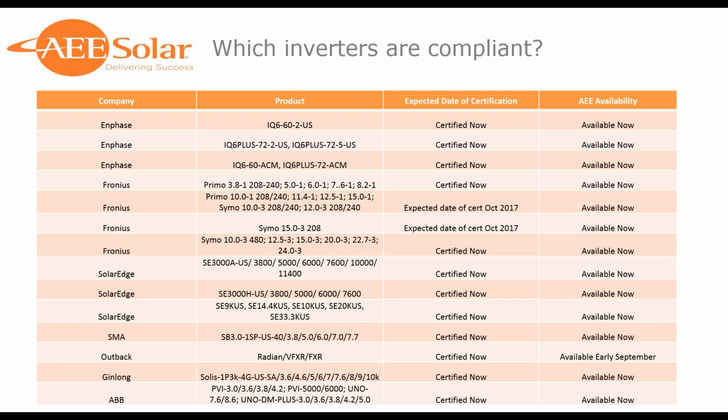So that would be compliant as well. The Outback product, Radian, VFXR, and FXR models are certified now and will be available from our stock early September.